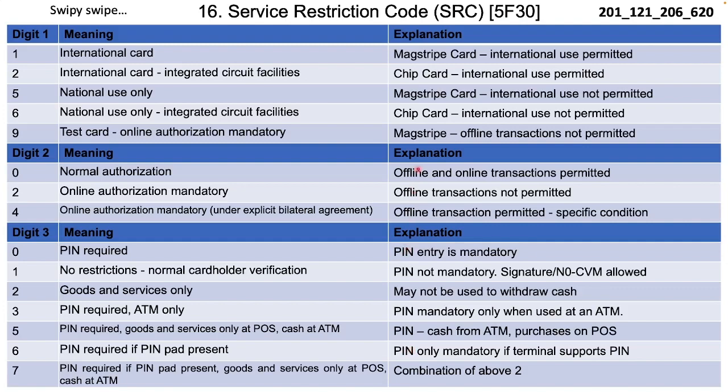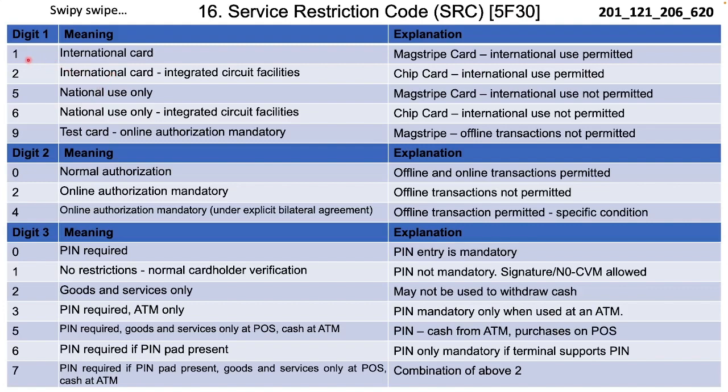Right, so service restriction code is, like I said, a 3-digit value. These are examples in the upper right-hand corner. So let's look at the first one. You've got 201 or 121 or 206 or 620. Each digit, each character means something. If you look at the 3 digits, here's a breakdown.